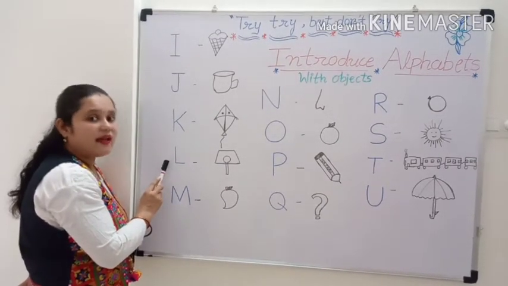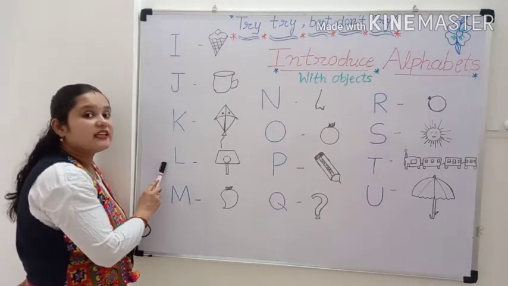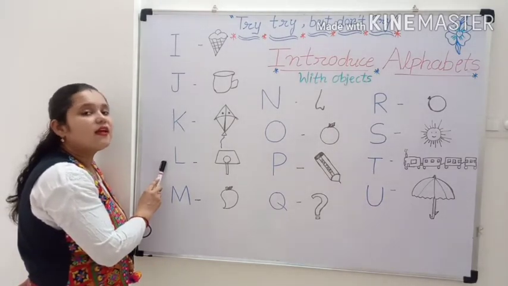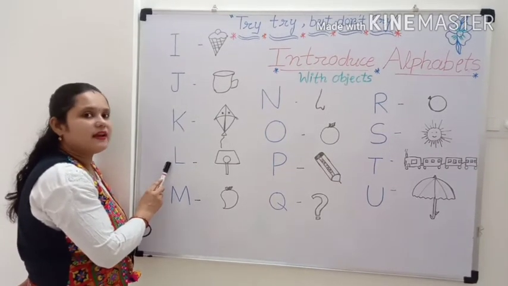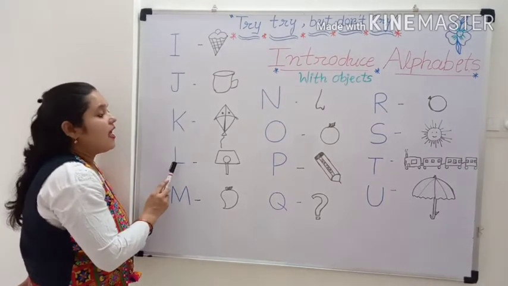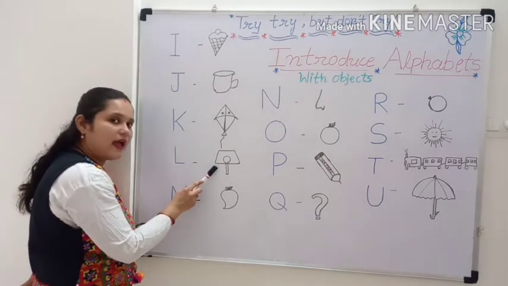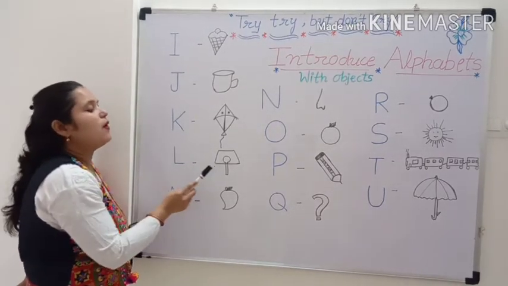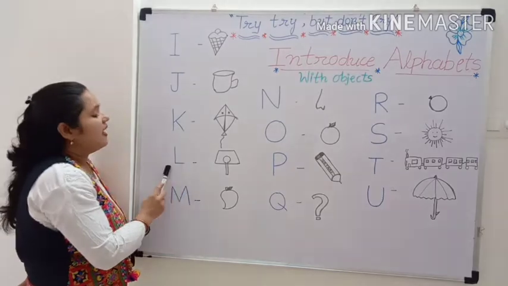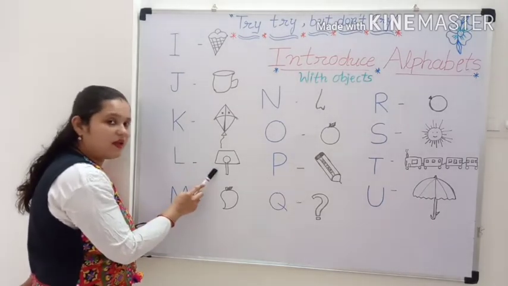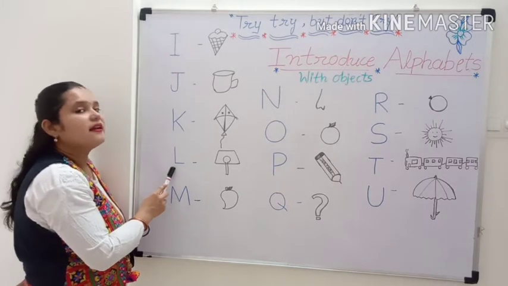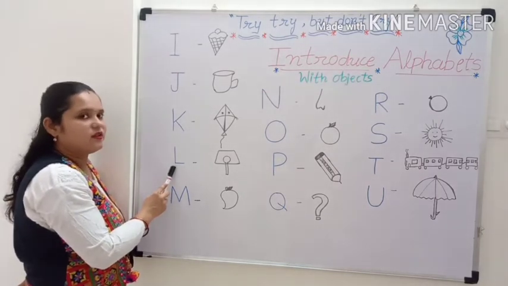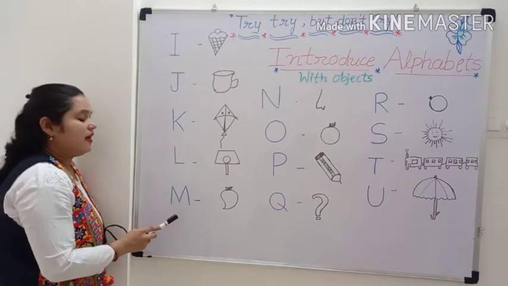Capital letter L. Which letter is this? L. Good. This is capital letter L. L is for lamp. Which letter is this? L. Very good. Now next.